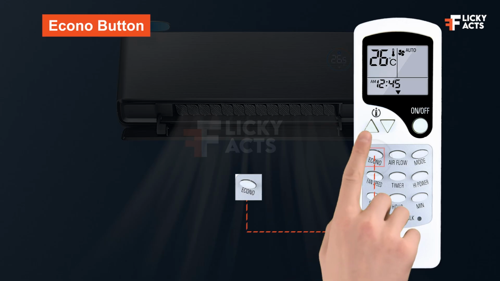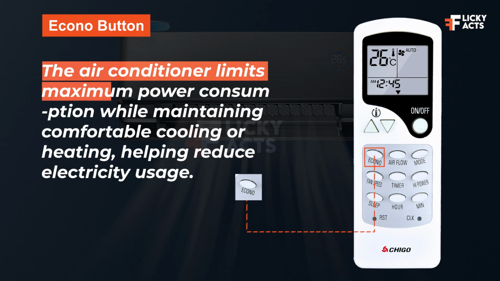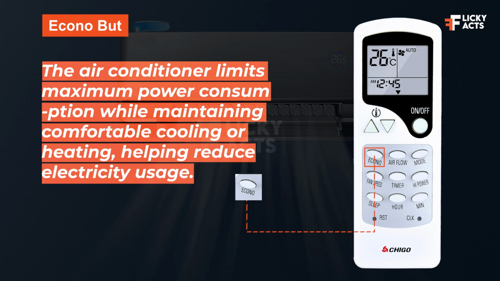Press the Econo button to activate energy saving mode. The air conditioner limits maximum power consumption while maintaining comfortable cooling or heating, helping reduce electricity usage.